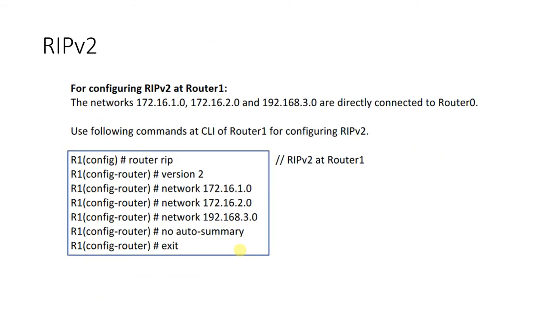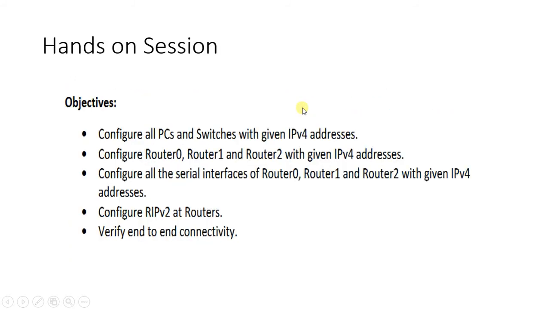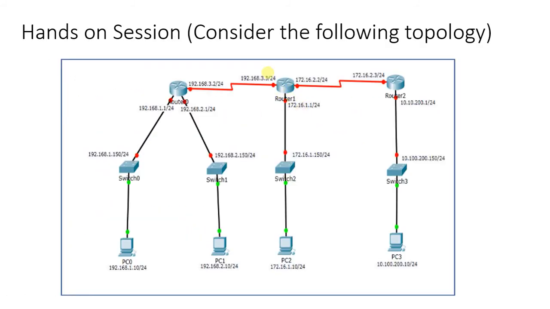And similarly we have to go to router 1, and these are the directly connected networks for router 1: 172.16.1.0, 172.16.2.0, and 192.168.3.0. Again, the 172.16.1.0 network is directly connected, 2.0 is directly connected, and 192.168.3.0 is directly connected.